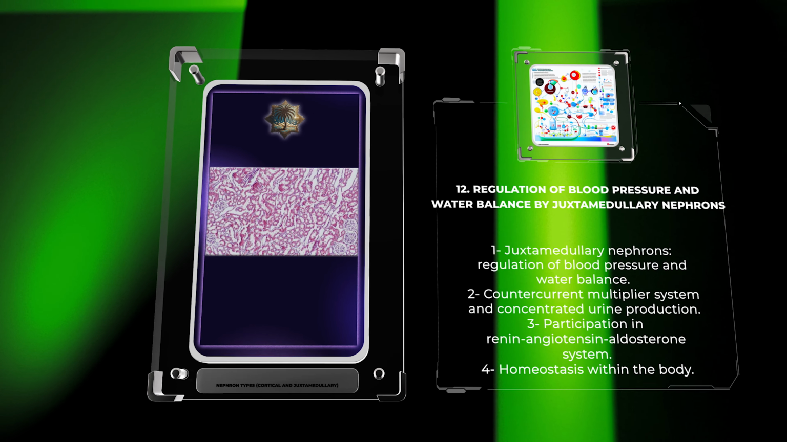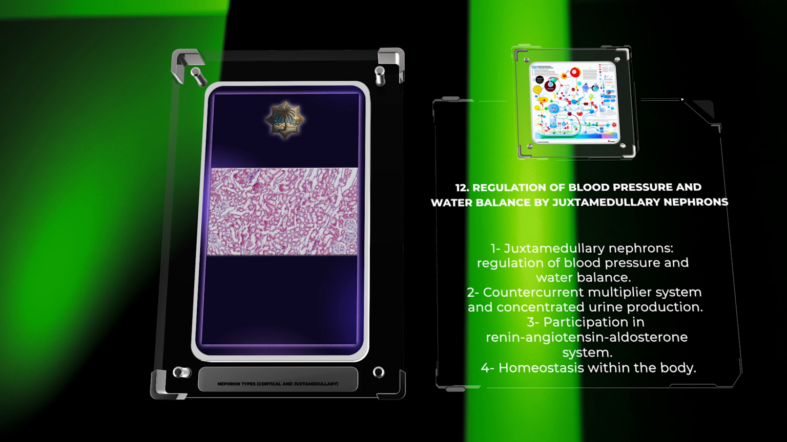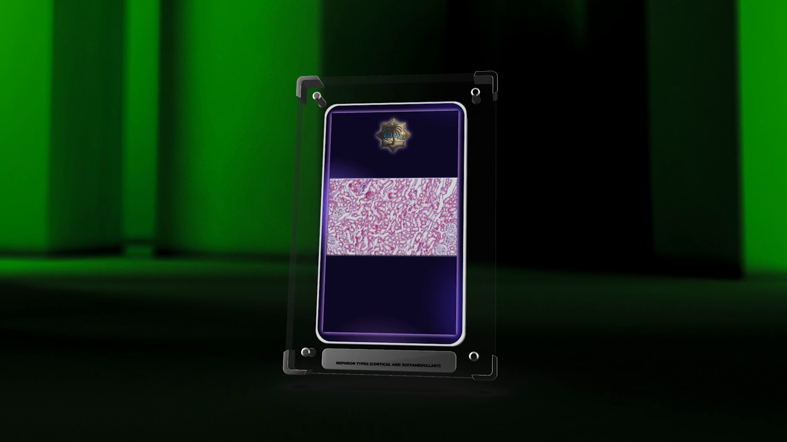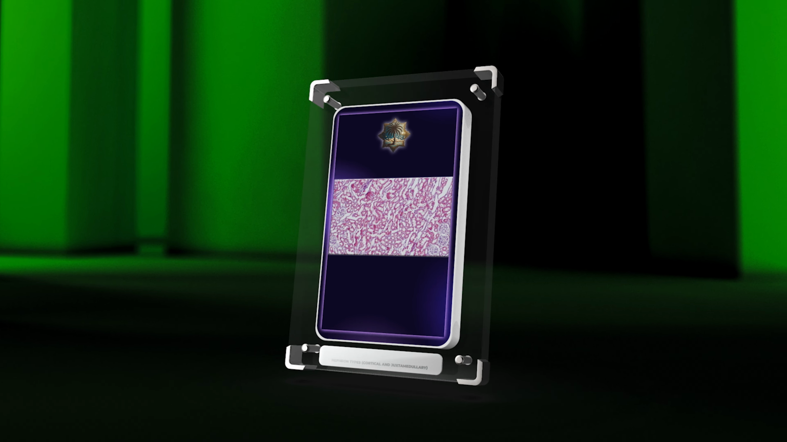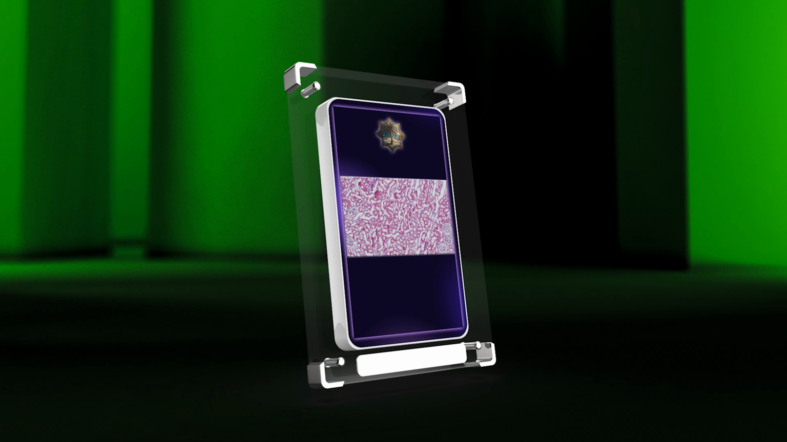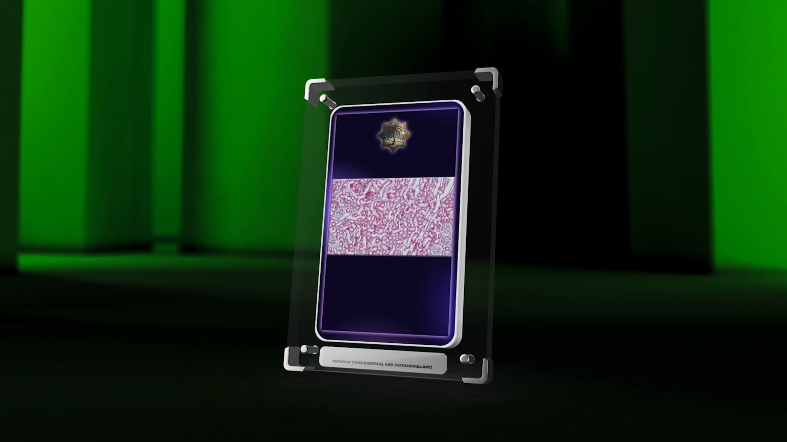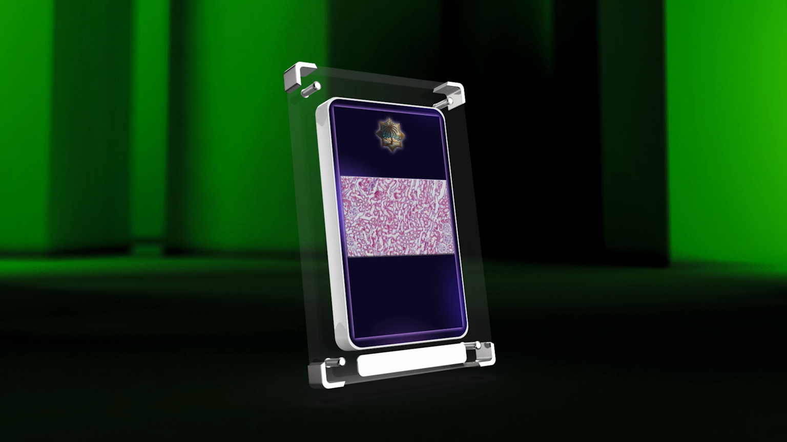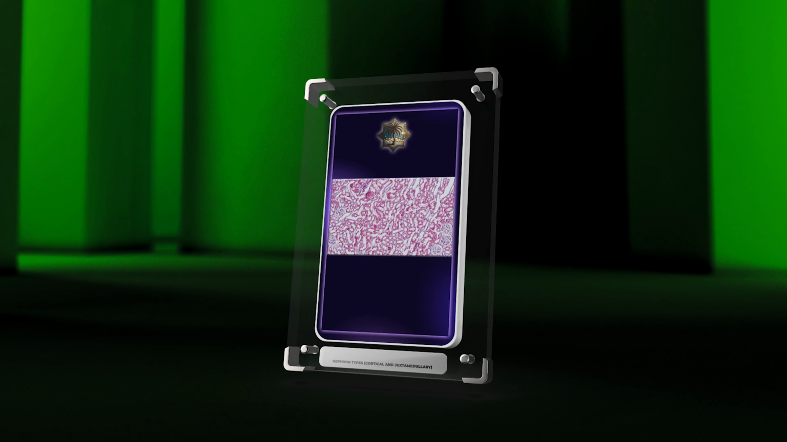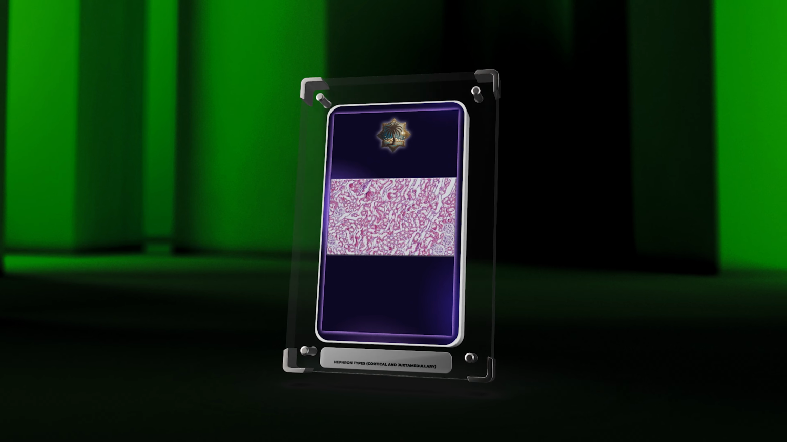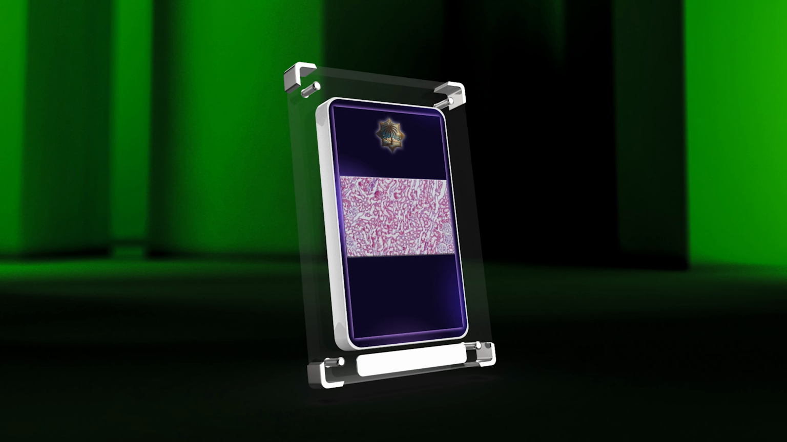Now, let us move towards the conclusion of our extensive lecture. In summary, the histology of renal nephrons, specifically cortical and juxtamedullary types, is crucial for maintaining overall health. These nephrons have unique adaptations and functions that help regulate electrolyte balance, blood pressure, and urine concentration. Understanding renal histology is vital for diagnosing and treating renal diseases.